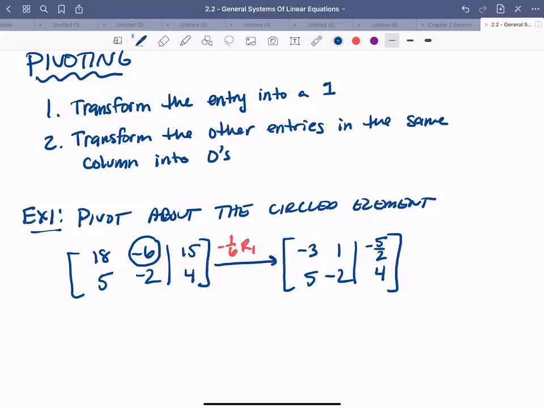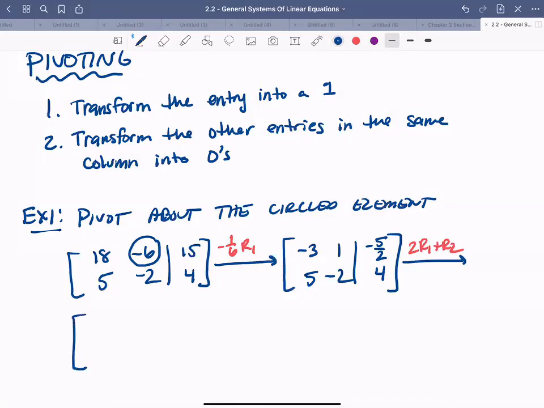So that's the first step. The second step now says transform the other entries in the same column to zeros. So this -2 down here, we want that to be a 0. In order for that to happen, we multiply the first row by 2 and add that to the second row. So 2 times row 1 plus row 2.